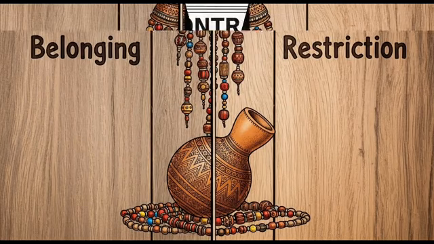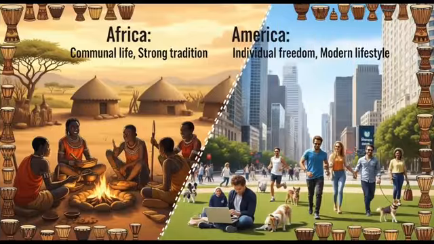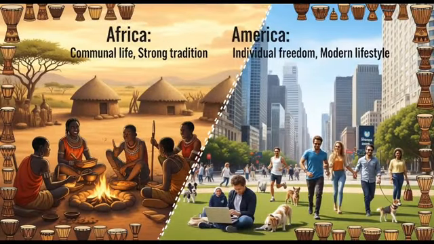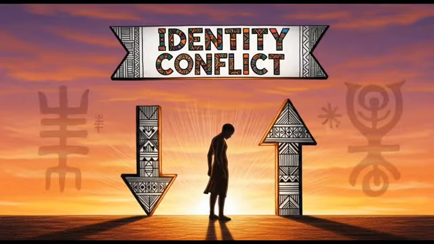4. Contrast. The novelist uses contrast to highlight differences between Africa and America, tradition and modernity, and communal life versus individual freedom. These contrasts emphasize the struggles immigrants face when navigating two different cultural worlds. Through this technique, the theme of identity conflict becomes more pronounced.